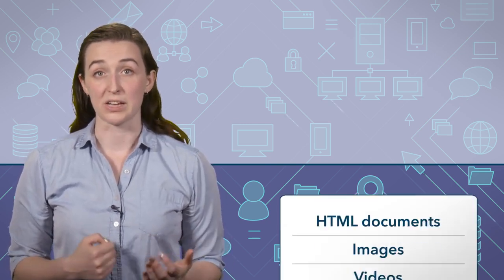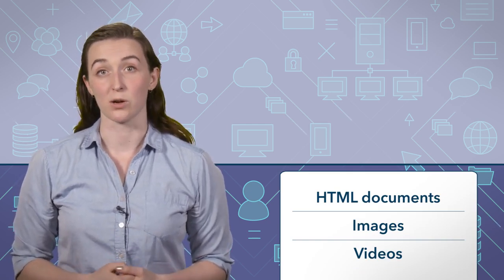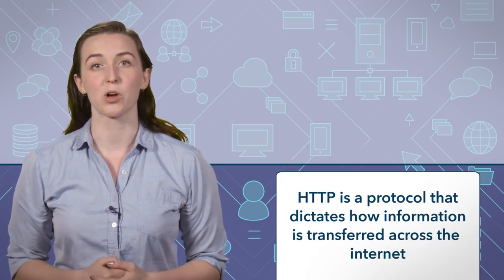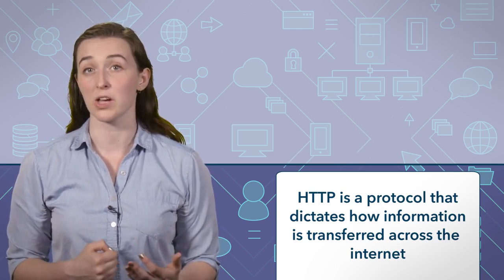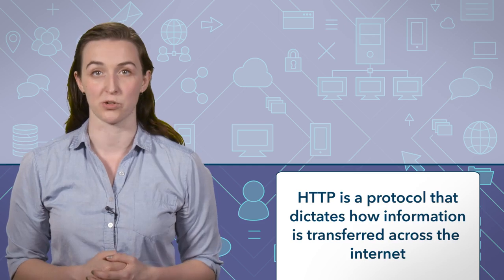These resources may be static or dynamic. Static resources include files, such as HTML documents, images, or videos. Dynamic resources may be programs that produce some output when they are called. HTTP is a protocol that dictates how information, including hypertext, is transferred across the internet. There are several protocol versions in use, though in this lesson we will base our discussion around HTTP 1.1.